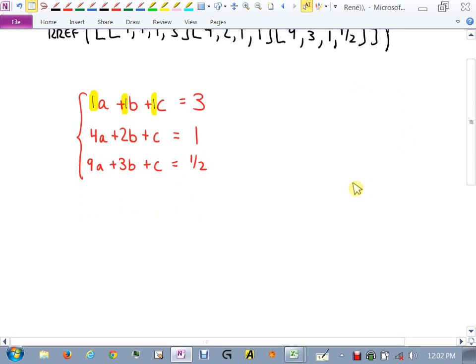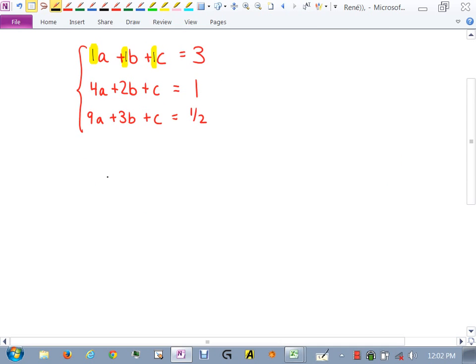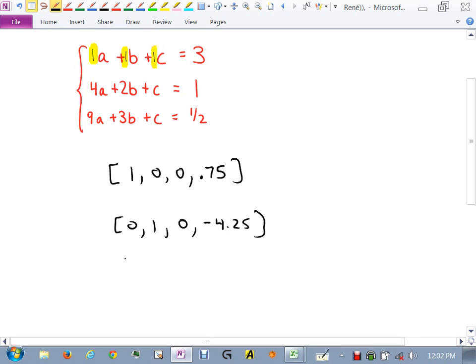What did you get? 0.75, negative 4.25, and 6.5. Okay, yeah, so you should be getting something that looks something like 1, 0, 0, 0.75, and then 0, 1, 0, negative 4.25, and then 0, 0, 1, 6.5. You may have more brackets here depending on your calculator, but that's what happens after the RREF.